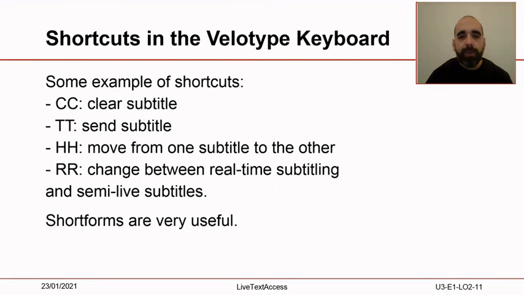The Velotype keyboard also has many shortcuts. Some of the most used ones are C to clear a subtitle, T to send the subtitle so that end users can read it, H to move among subtitles, and R to change from real-time subtitling to semi-live subtitling and back. Short forms are also very useful. With the Velotype keyboard, it is quicker if you can use 2 letters in one stroke to make a word. For example, DX to write Donald Trump. Each professional can create their own short forms.